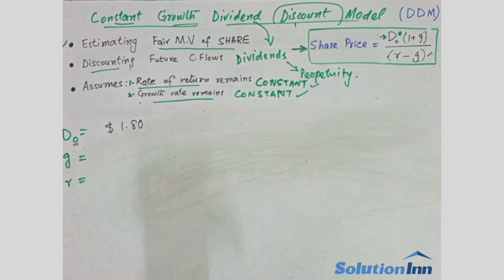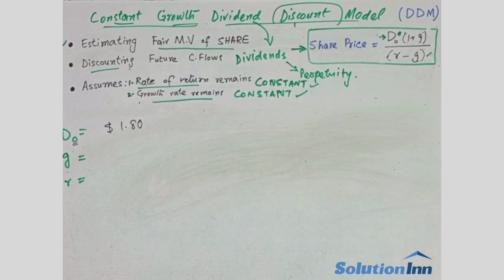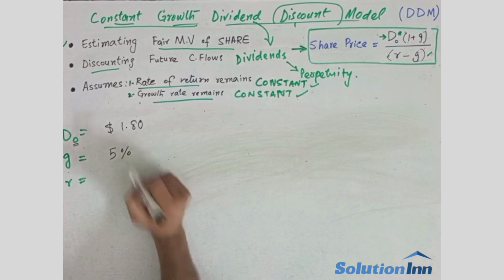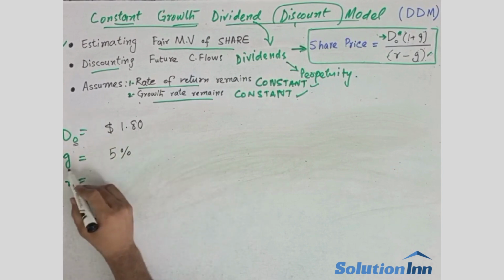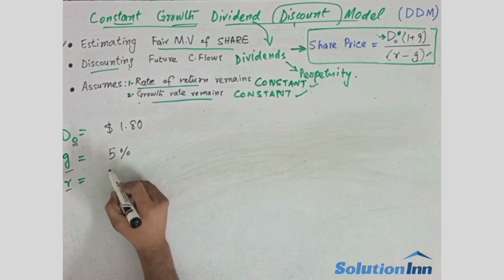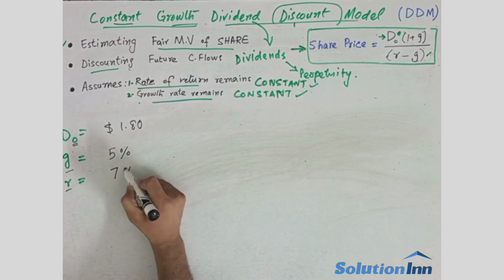So when it comes to the growth rate, the company has estimated that it can attain or maintain a steady, sustainable growth rate of 5% every year. We know how G is calculated, so we are not going in depth for that now. So assuming company has a rate of return of 7%.